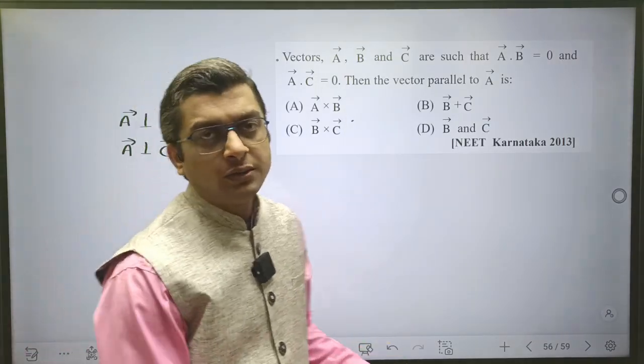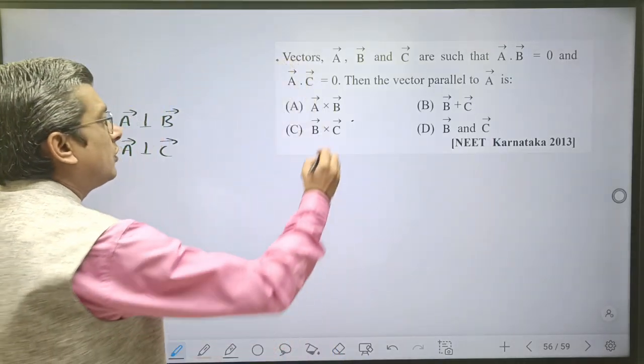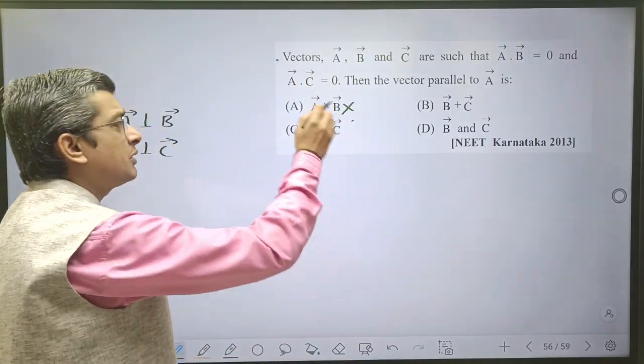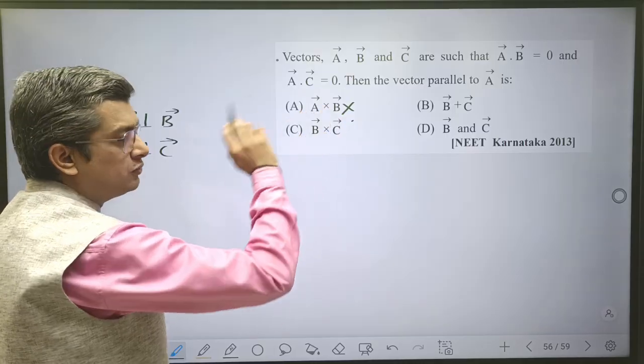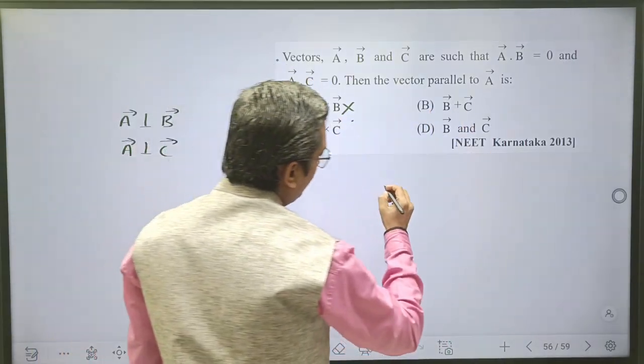Just go through the cross product topic in this lecture. So this will not be the answer. Why? Because whatever you are getting, it will be perpendicular to A and perpendicular to B vector. B plus C. So this is a very important concept.